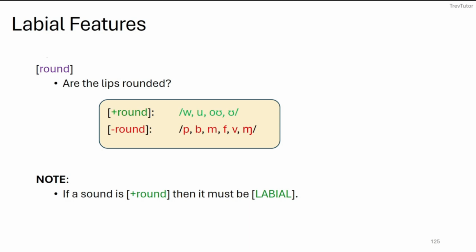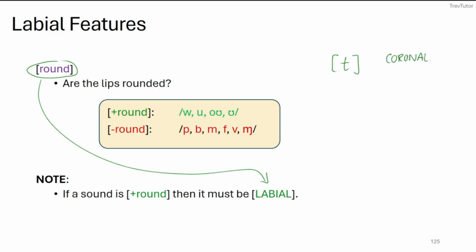So if we use a round feature, that means it is going to be a labial feature. So if a sound, like let's say we have t, we know this is going to be a coronal sound. So in terms of our features, we don't actually consider writing about plus or minus round because we only consider the round feature when a sound is labial.